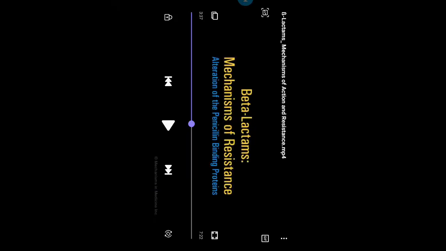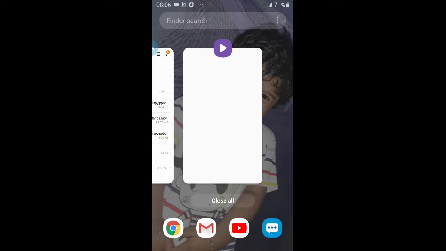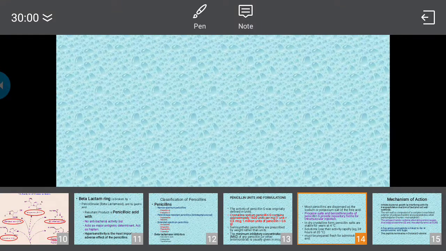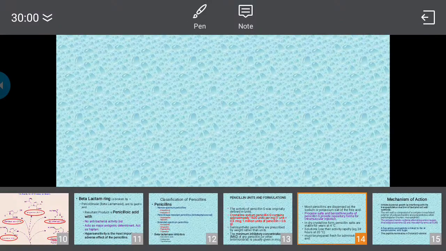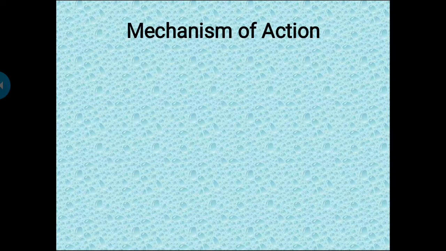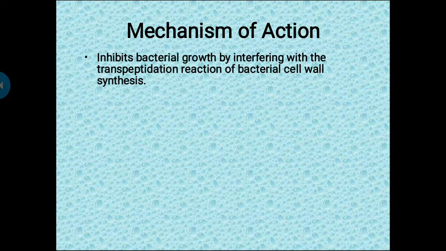Now go back to the slides. So this is the action of the beta-lactam drugs. What do they do? They prevent the transpeptidation reaction, which is responsible for making the cell wall layers thick by cross-linking between 2 layers of the peptidoglycan, which is composed mainly of N-acetylmuramic acid and N-acetylglucosamine. So most penicillins kill bacteria by interfering with the transpeptidation reaction of bacterial cell wall synthesis.